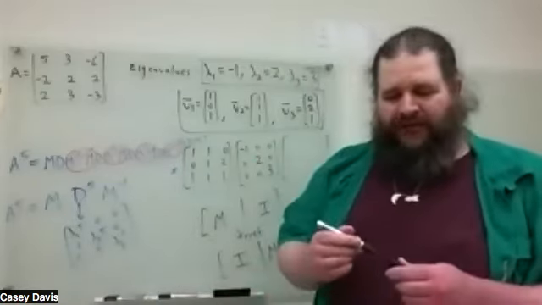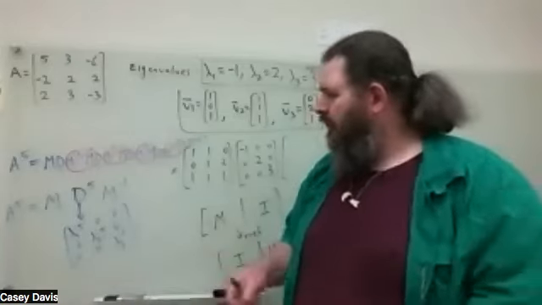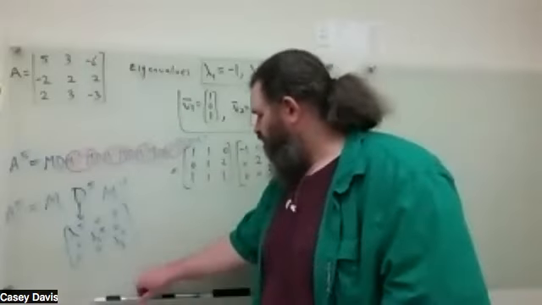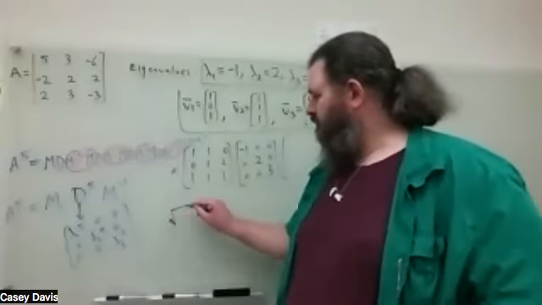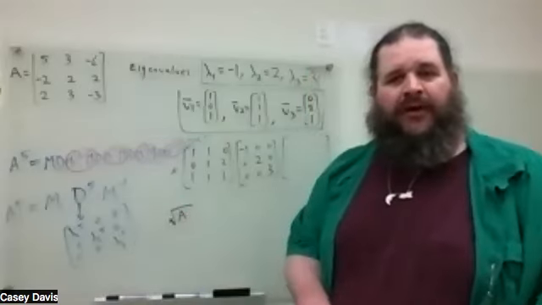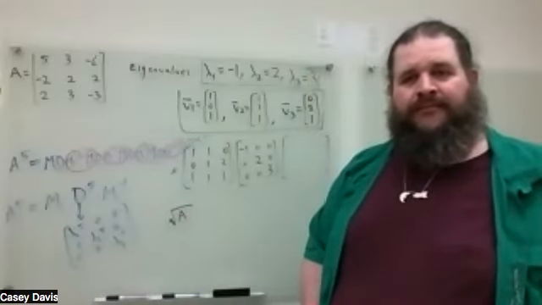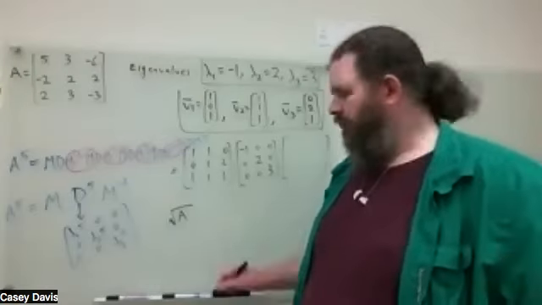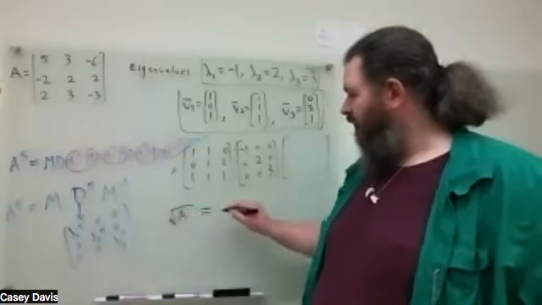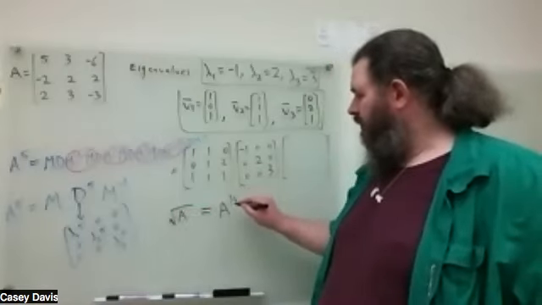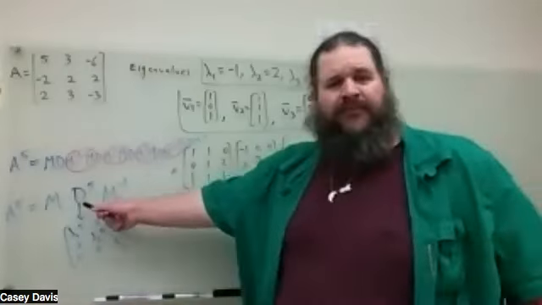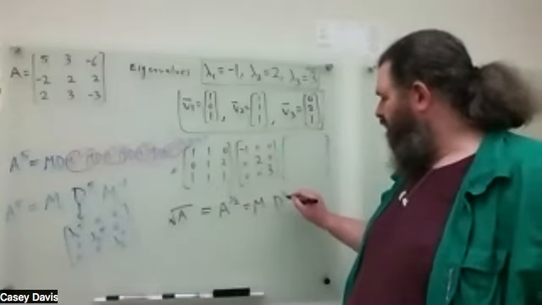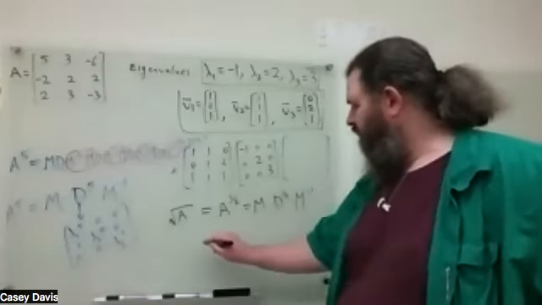In fact, it turns out this even works with non-whole number powers. If you want to find the square root of a matrix, square root is the same as what power? Yeah. Since it's the second root, that would be A to the 1/2. And this same principle still applies. You can write this as M times D to the 1/2 times M inverse.